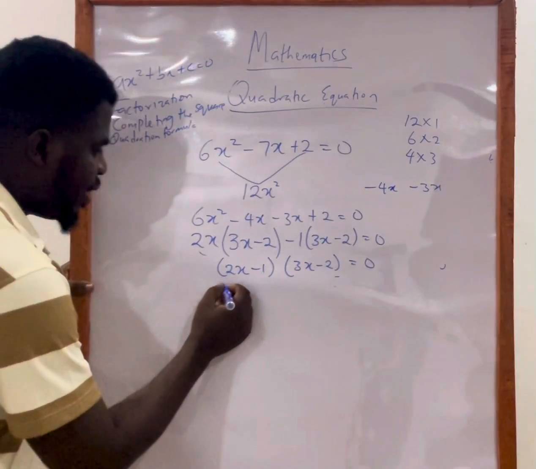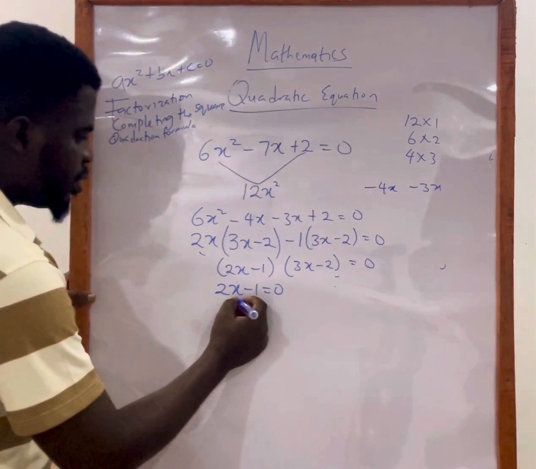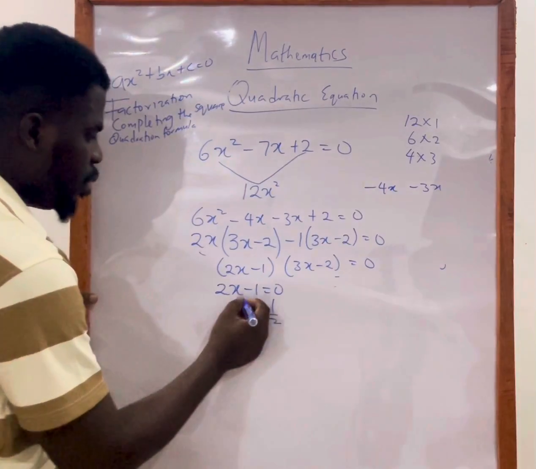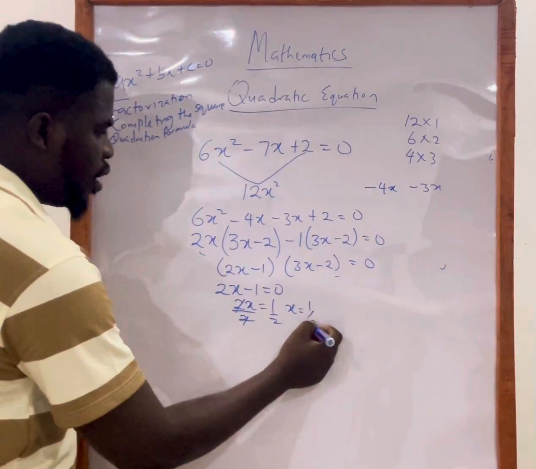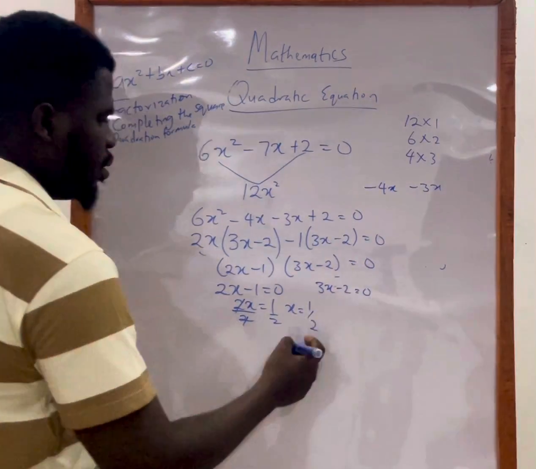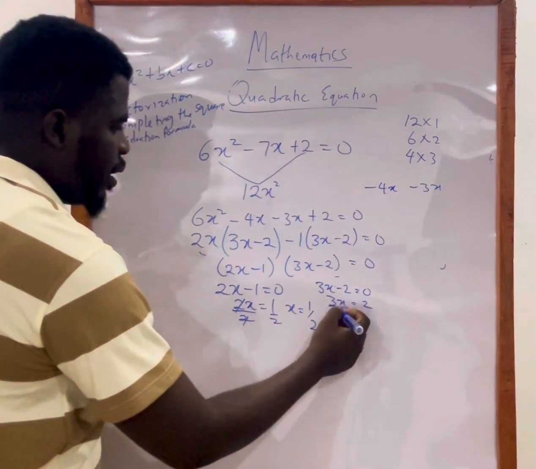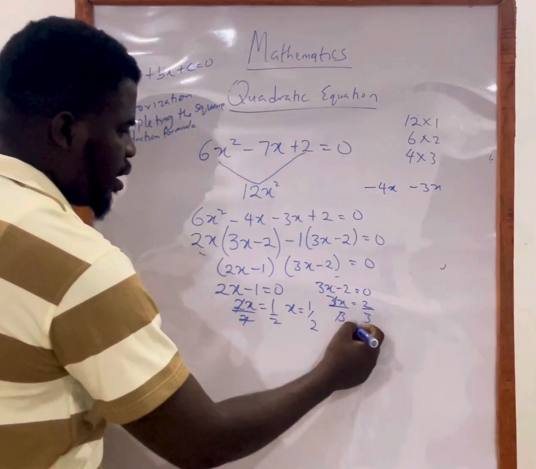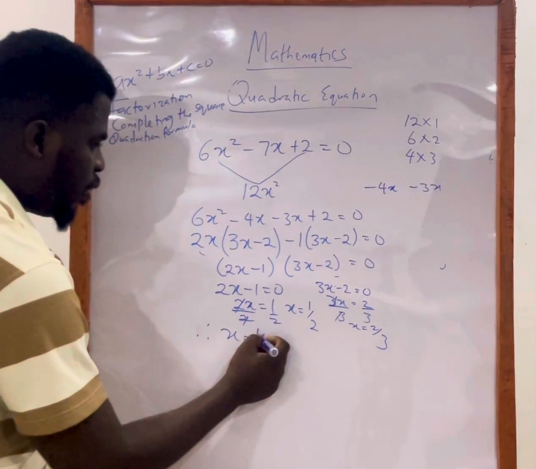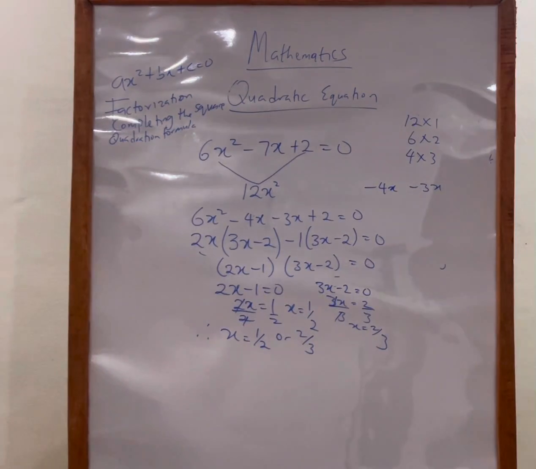So what I have is that 2x minus 1 is equal to 0. If 2x minus 1 is equal to 0, it means that 2x is equal to 1. And if I divide both sides by 2, it shows that x is equal to 1 over 2. Then for this one too, we have 3x minus 2 is equal to 0. So if I take 2 to the other side, I have 3x is equal to 2. And if I divide both sides by 3, x is equal to 2 over 3. So therefore, x is equal to 1 over 2 or 2 over 3. So that's the answer to this question.